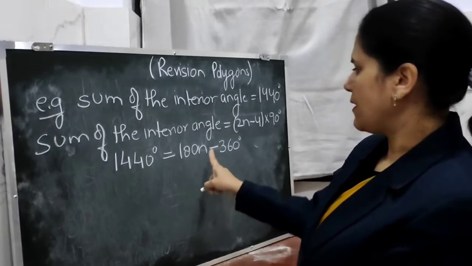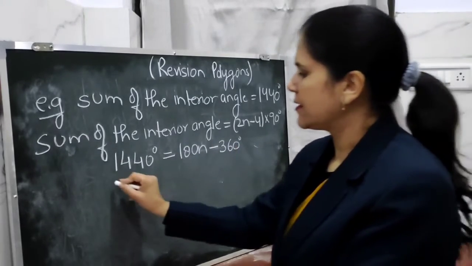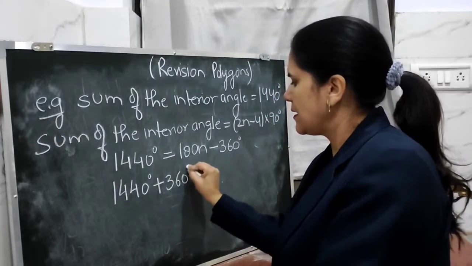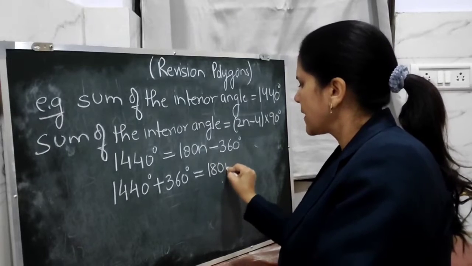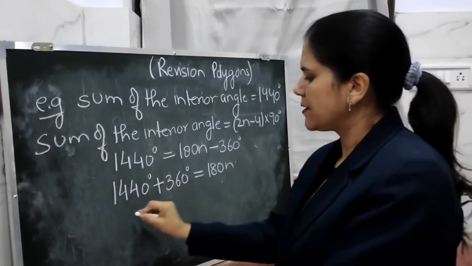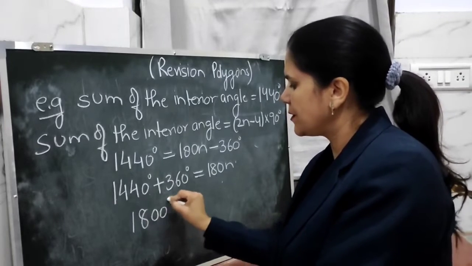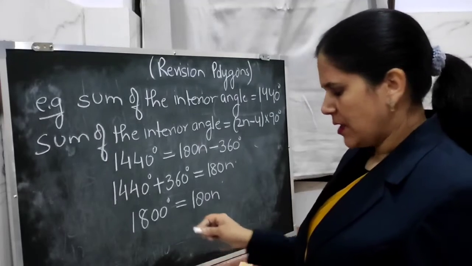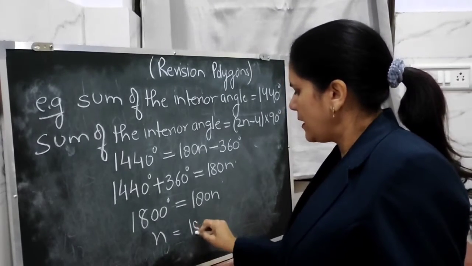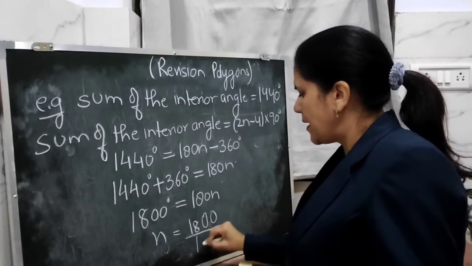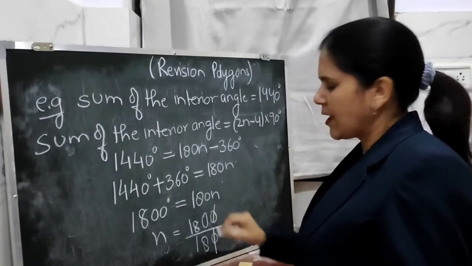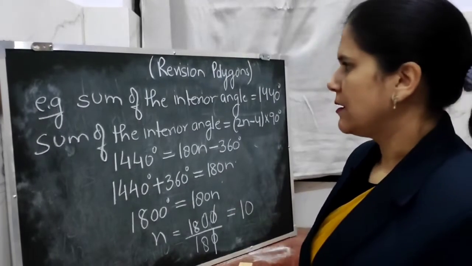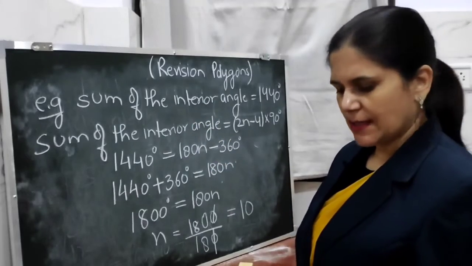Keep the number which has n on one side, taking the two numbers to the other side: 1440 degree plus 360 degree is equal to 180n. Now 1440 plus 360 means 1800 degree is equal to 180n. So here n is equal to 1800 divided by 180. The zeros can be cancelled, and the number of sides comes equal to 10. This is the third type of questions given in the exercise.